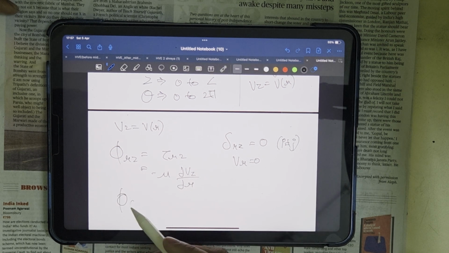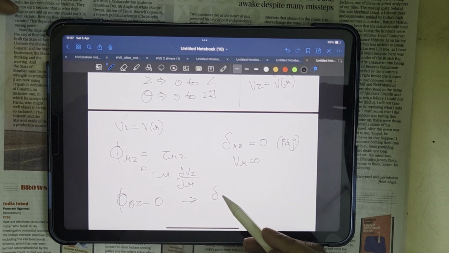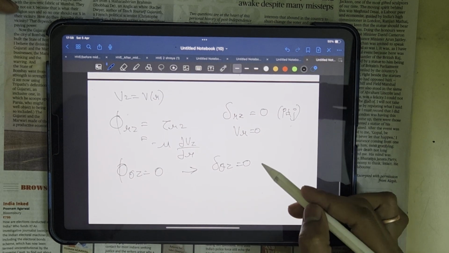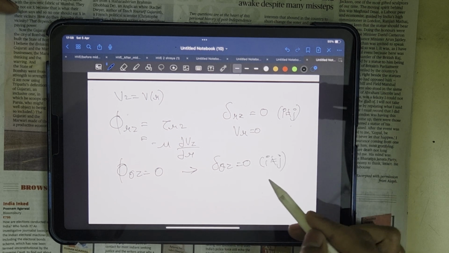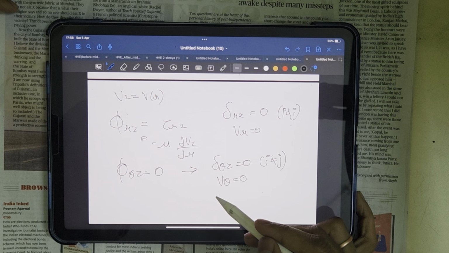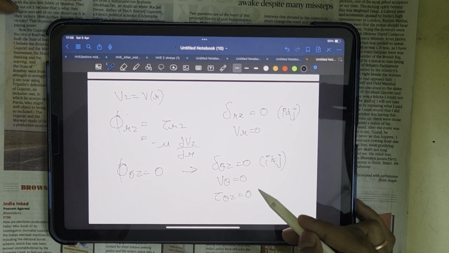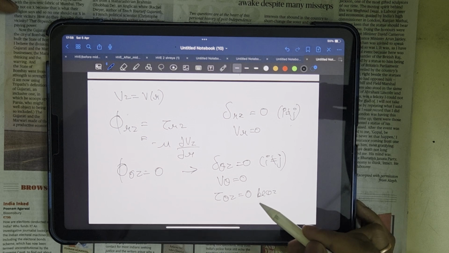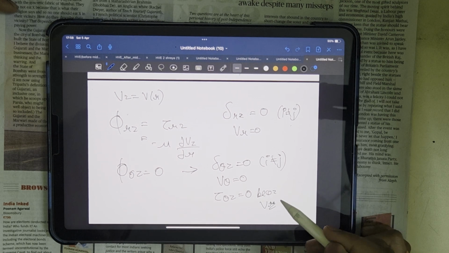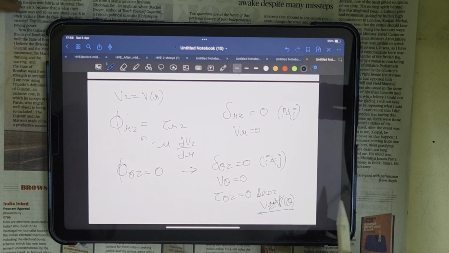Tau theta z is 0 because delta theta z is 0. The first term becomes 0 because i is not equal to j. The second term becomes 0 because v theta is 0, and the third term, that is tau theta z, becomes 0 because Vz is not a function of v theta.